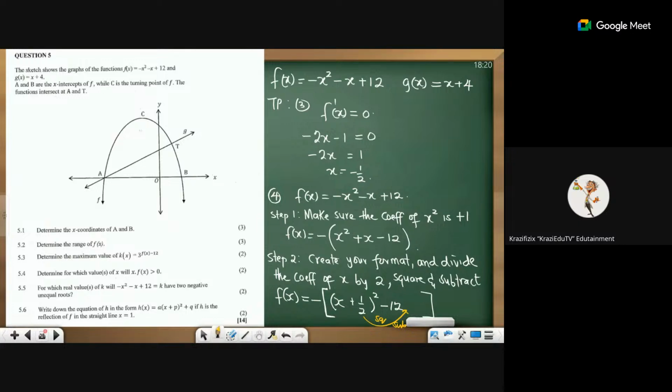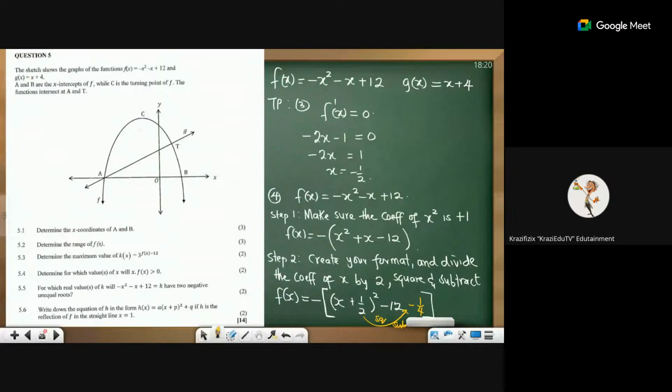What is half squared? 1/4. But I'm going to subtract it. Let's do it on a fresh page because I think I'm squeezing up a lot of things here. Let's do it on a fresh page together. I'll start again, so don't feel overwhelmed. I'm going to do that again on a fresh page.